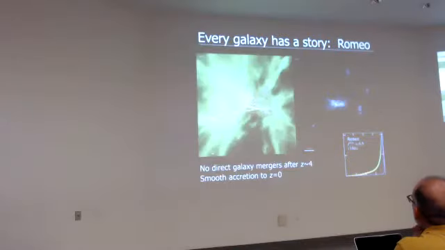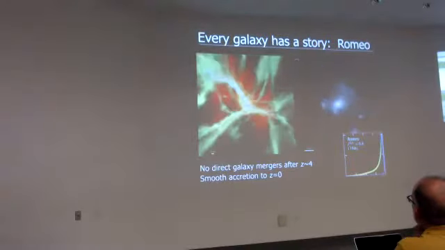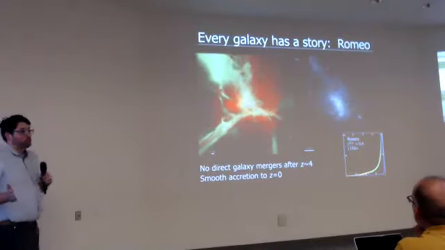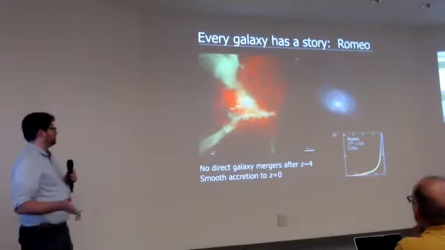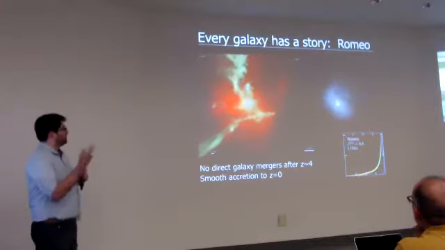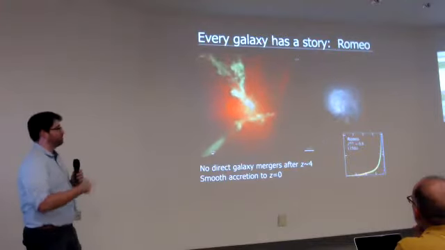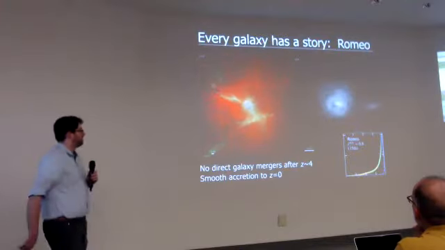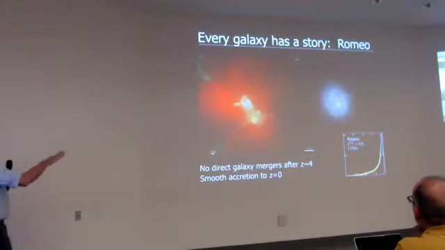Now finally we have Romeo. Romeo has basically no major mergers, or especially no head-on major mergers past about redshift 4. It just continues to smoothly accrete gas and build this larger and larger stellar disk all the way down to redshift 0. I'll just let this play for a second so you can see what it looks like at late times.